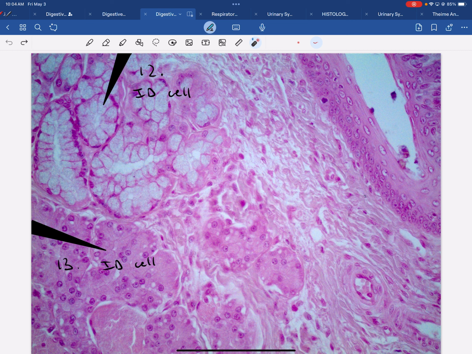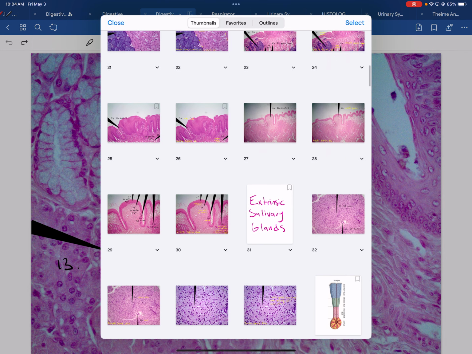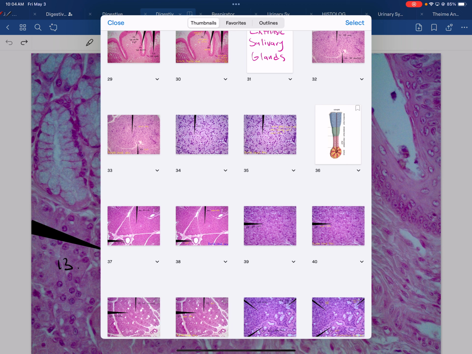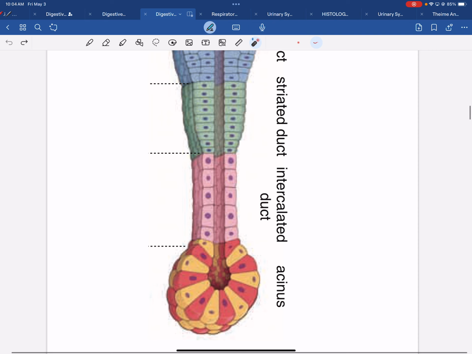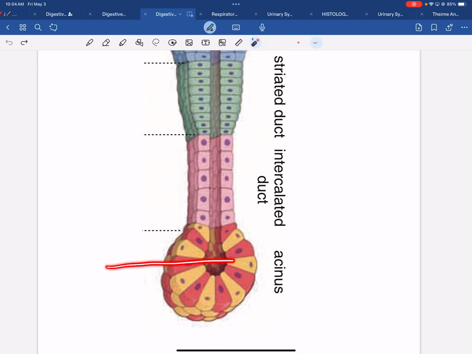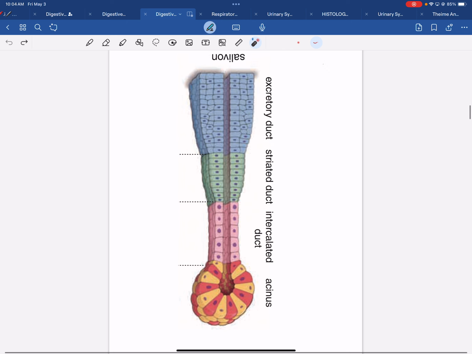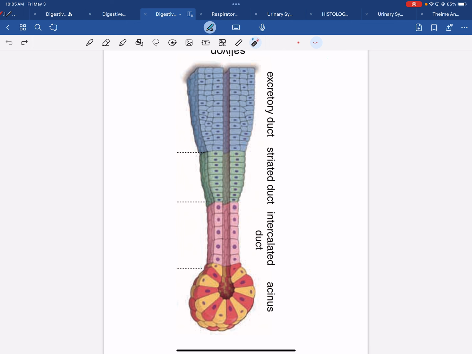But what's the specific structure, form, shape of this salivary gland? It's called a secretory unit or an acinus. Let me show you a picture. So we're looking at a cross section through this. This is what the salivary glands are made of, whether they're intrinsic or extrinsic.